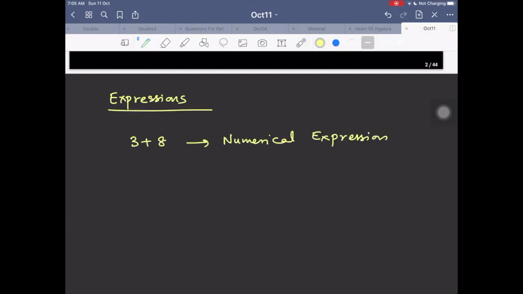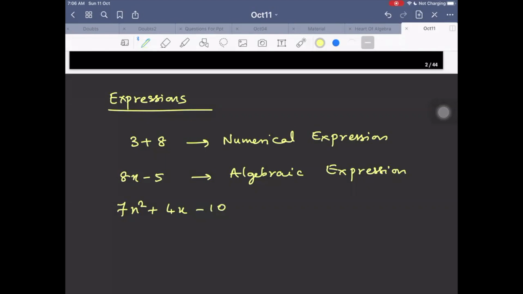When you have variables, a variable is a letter used to represent one or more numbers. When you have variables in an expression, we call it an algebraic expression. Say, for example, 8x minus 5. This is an algebraic expression. Another example would be 7x squared plus 4x minus 10. Another example would be x minus 1 divided by x squared plus 12.